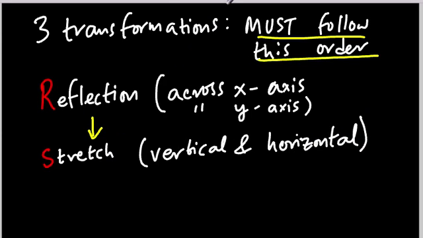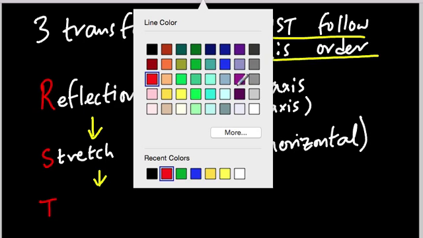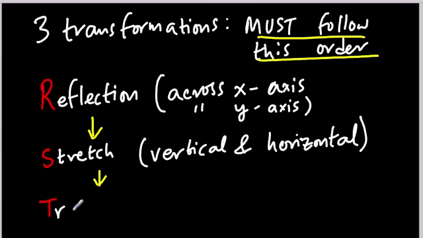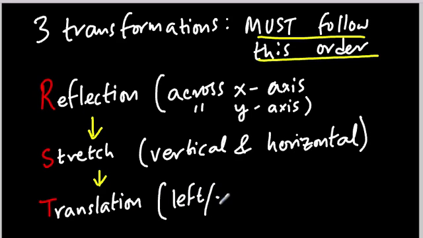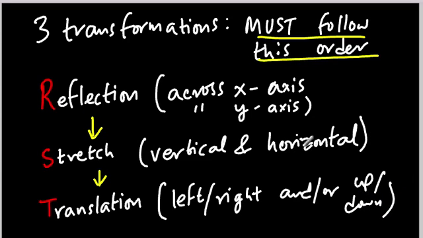And finally, the last type of transformation that we're going to do, and I'm going to say it again, is that they must follow this order. So reflection, stretch, and the last one is called translation. And what translation just means is moving the function simply left or right and/or up or down. So we're going to investigate these 3 transformations step by step, and we'll see them in the next few videos.